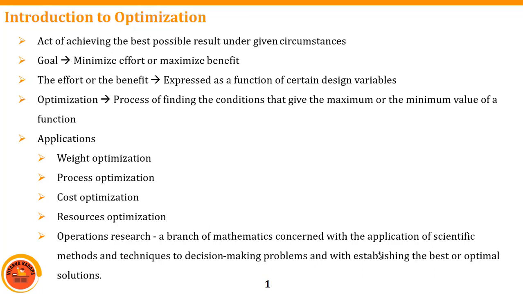In any industry, manufacturing plant, process layout, or supply chain system, the concern is the application of scientific methods and decision making. Weight optimization is a decision making, process optimization is a decision making, cost optimization is a decision making, resources also decision making. This decision making leads to maximum benefit or maximum profit or better allocation of resources. Like that we can classify various cases. The mathematics behind this is termed operations research.